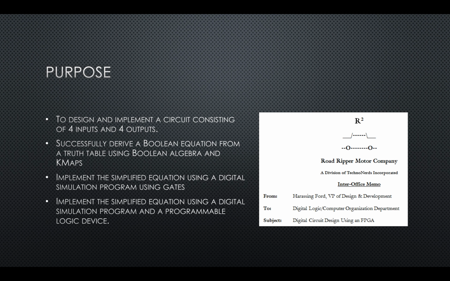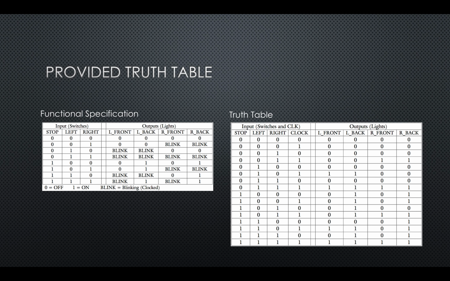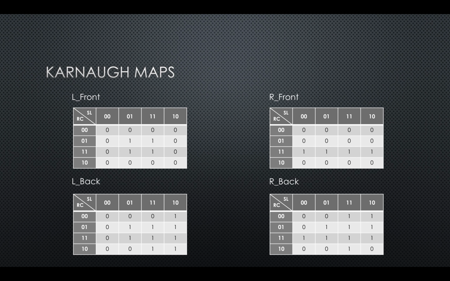And we are to implement the circuit using AND, OR, and NOT gates, and then implement the same circuit using a read-only memory. And these are the provided truth tables and the functional specifications for the circuit. From the truth table, we can create Karnaugh maps for each of the turn signals and brake lights, as we can see in this slide.